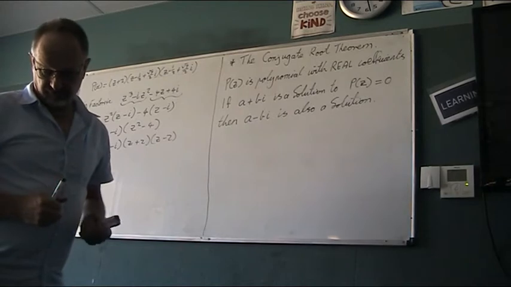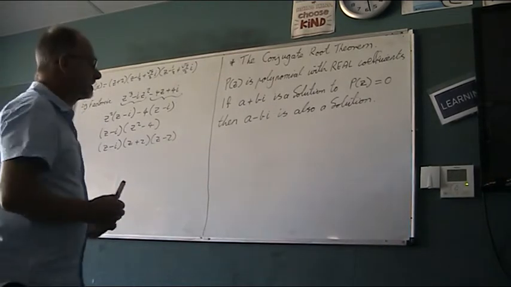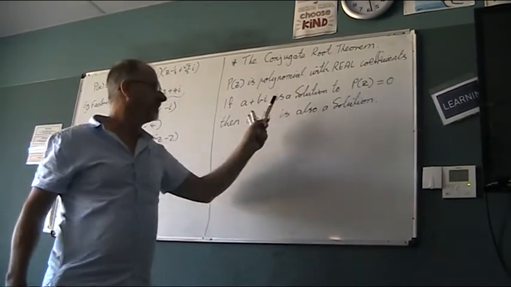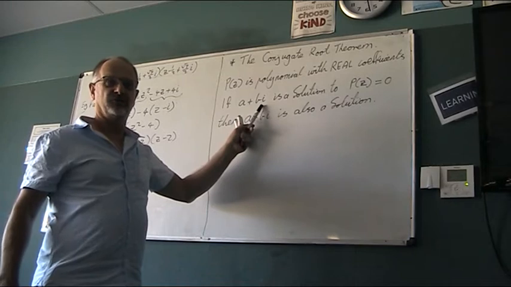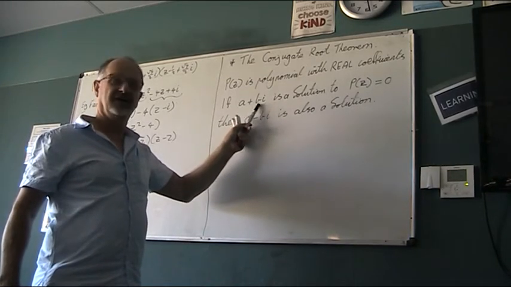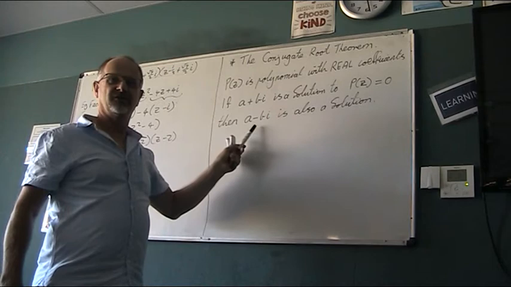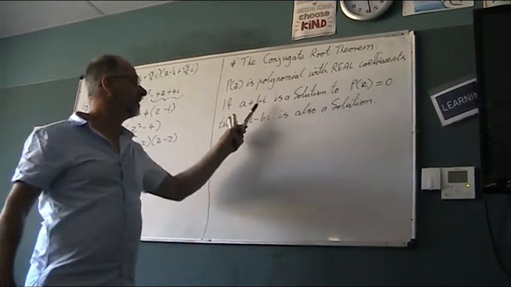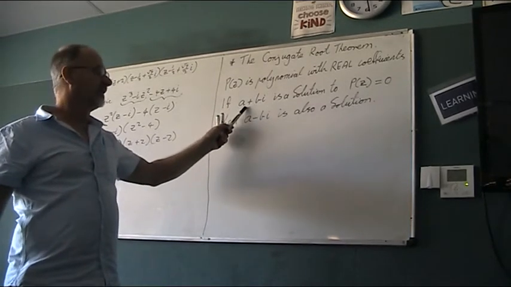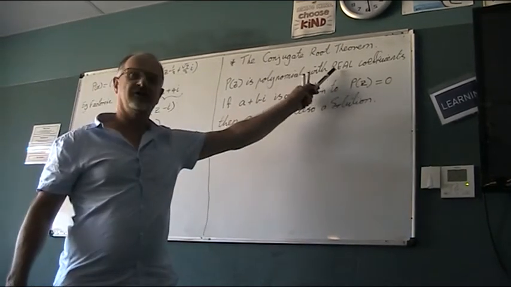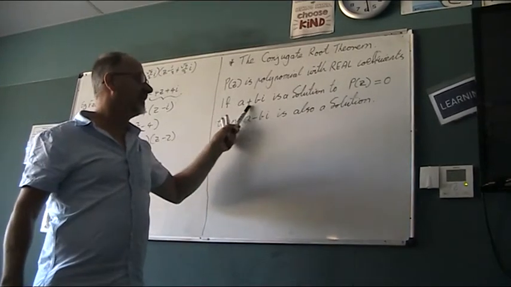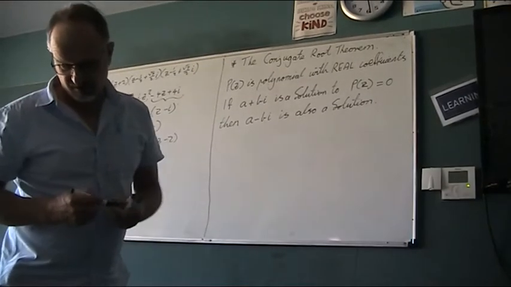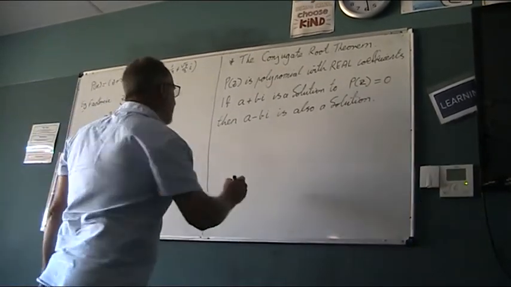Alright. Which makes sense when you think about it, because if you've got real coefficients but you've got a complex root, when you multiply complex by its conjugate, you get a real number. So you've got a complex factor, but you've only got real coefficients. Now you can turn that into a real number, or you do it with the conjugate. Alright, so let's have a look at an example.